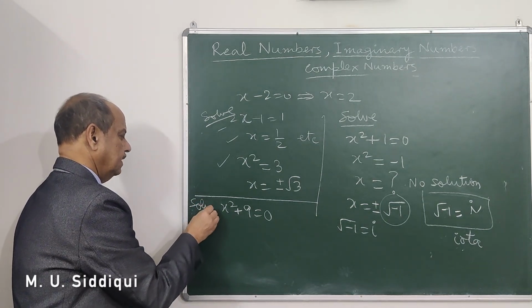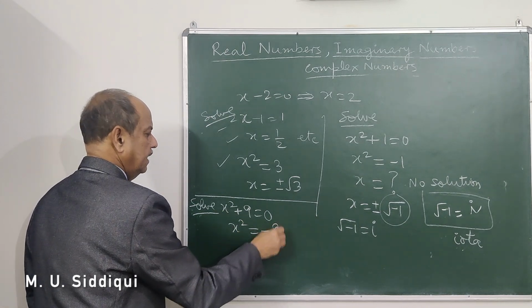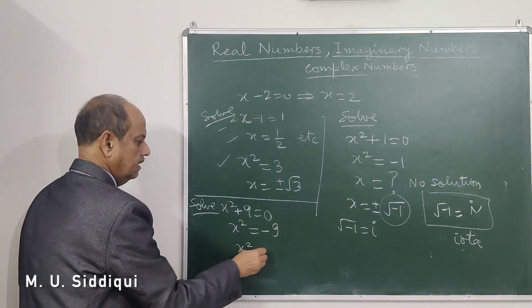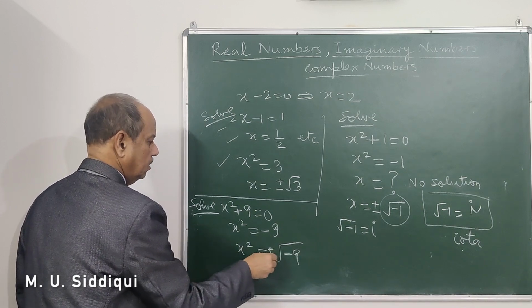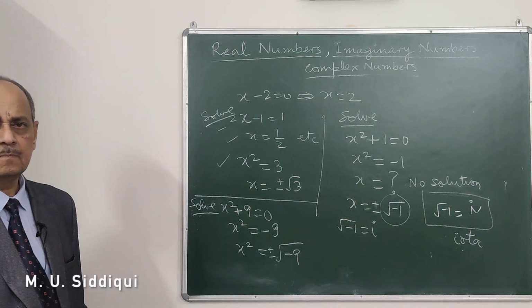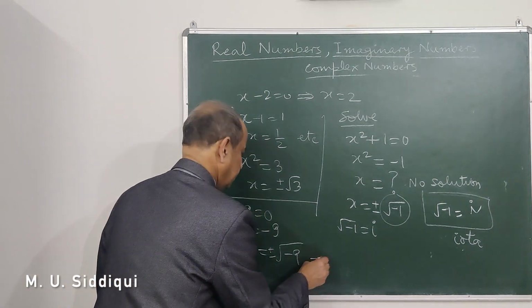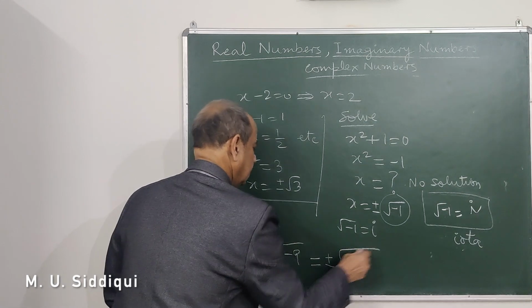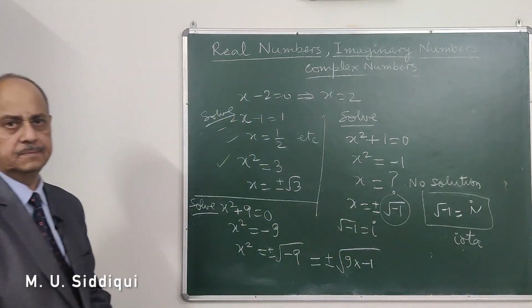So you will say x square plus 9 is equal to 0 will mean x square is equal to negative 9. So x will come to be root of negative 9, which could be positive or negative, of course. And what about the value of this root of minus 9? We will say this can be written as 9 multiplied by minus 1 or negative 1.